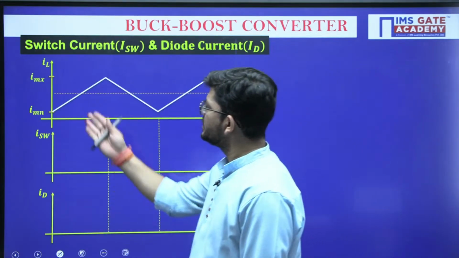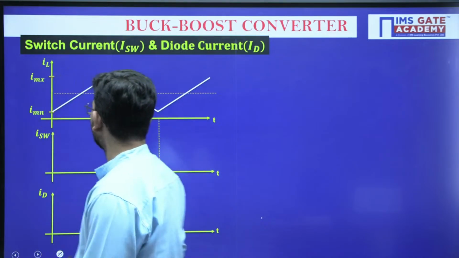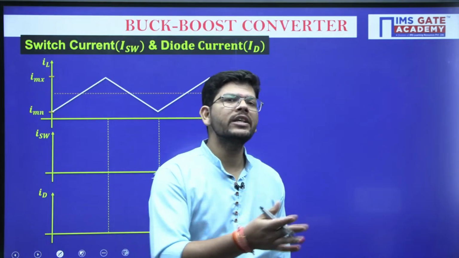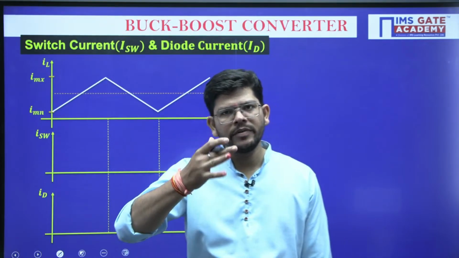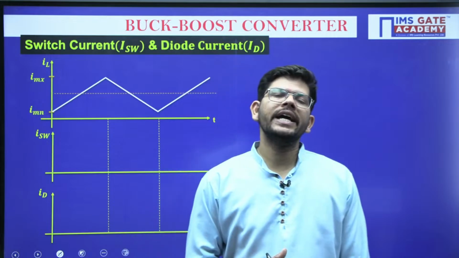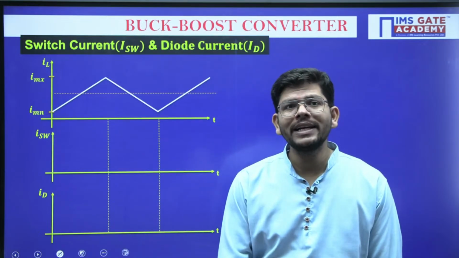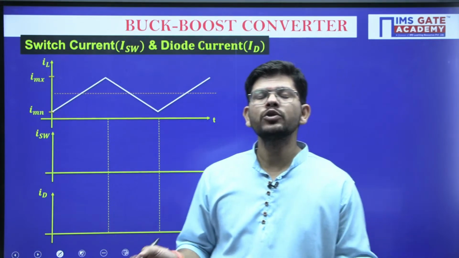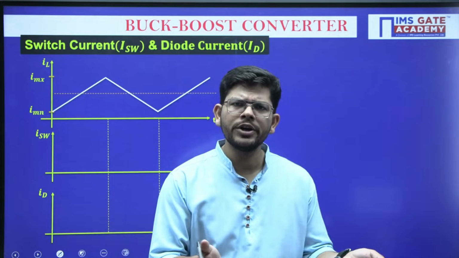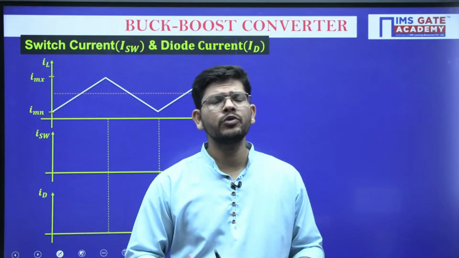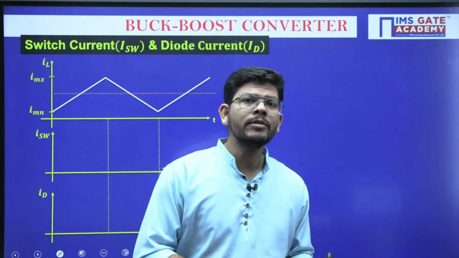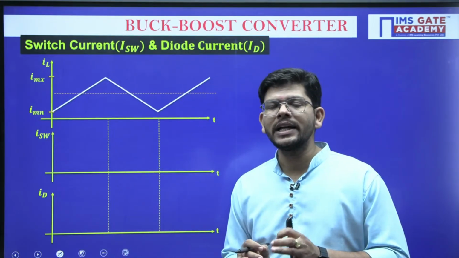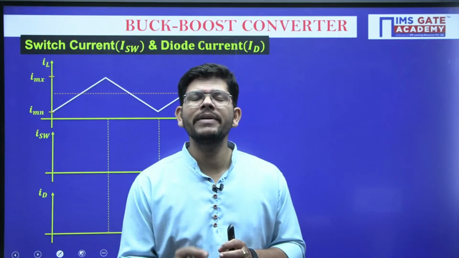So this is how the inductor current is behaving. If we are talking about the switch, the switch is at the source side and the inductor is in between. The switch current flows during the on time, and it is the same as the inductor current during the on time. When the switch is on, the switch current is nothing but the same inductor current. So whatever the inductor current is during the on time, it will have the same shape.